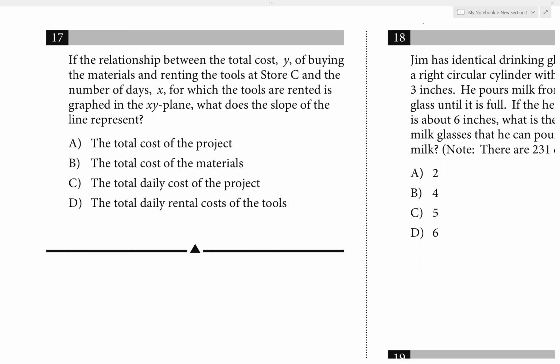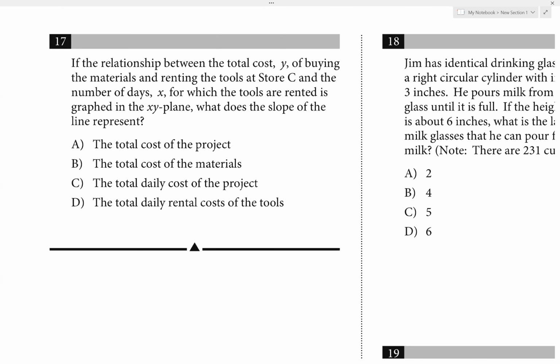Right, question 17. If the relationship between the total cost, Y, of buying the materials and renting the tools at store C, and the number of days, X, for which the tools are rented is graphed in the XY plane, what does the slope of the line represent? Okay, so this one we had to kind of go back to the table. We're looking at store C, and we're trying to represent the total cost, okay, for Y.